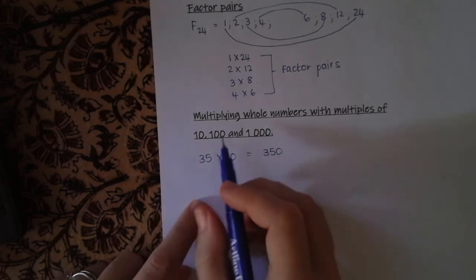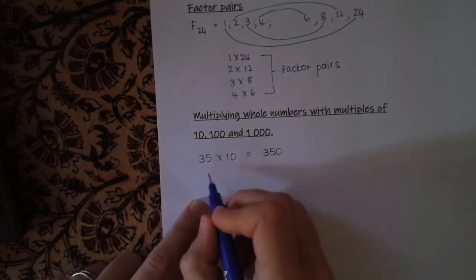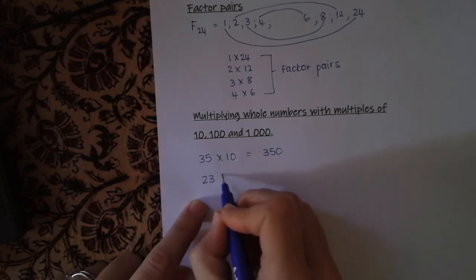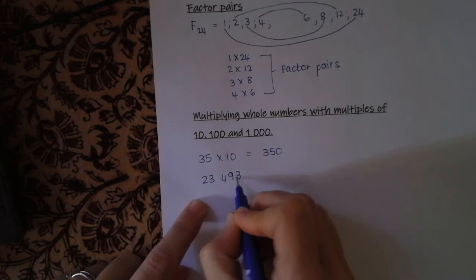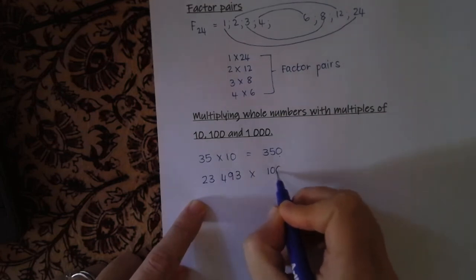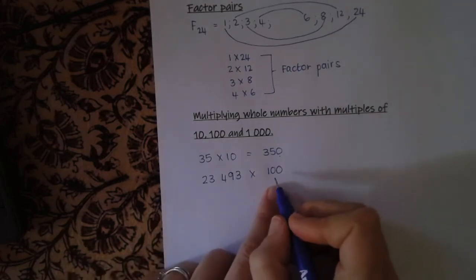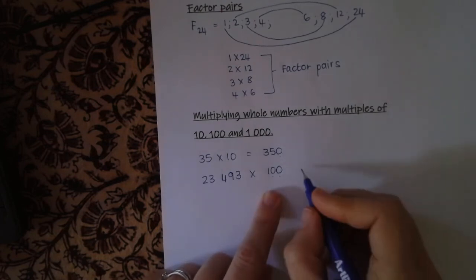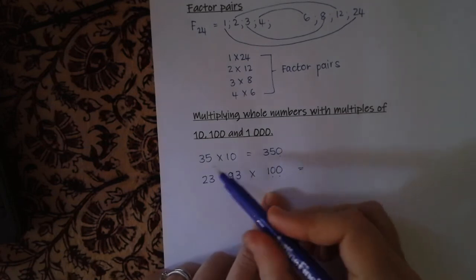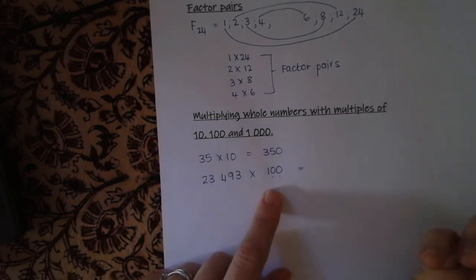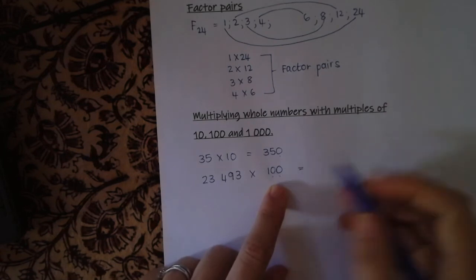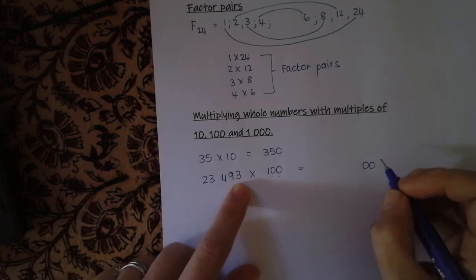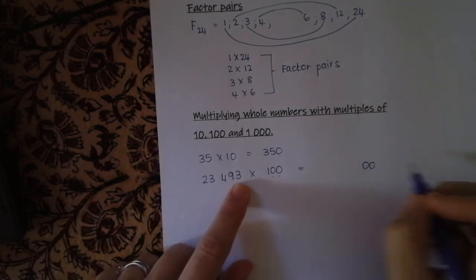Let's use another one, multiplying with 100. So let's use a big number, 23,493. Multiply with 100. Okay, how many zeros are there? There are 1, 2. So I need to add on 2 zeros at the end of this number. But now remember, big numbers are written in groups of 3 digits. So start with the 2 zeros at the back. And then you go on to the first digit from the right hand side.